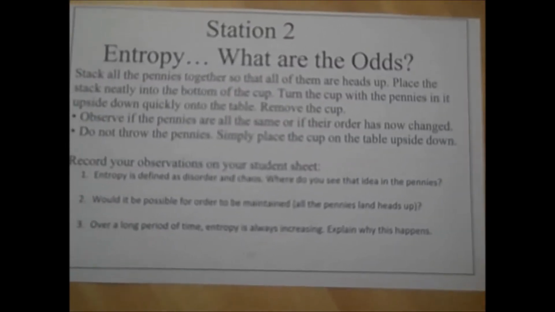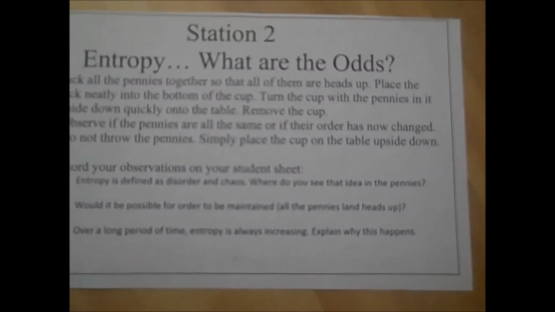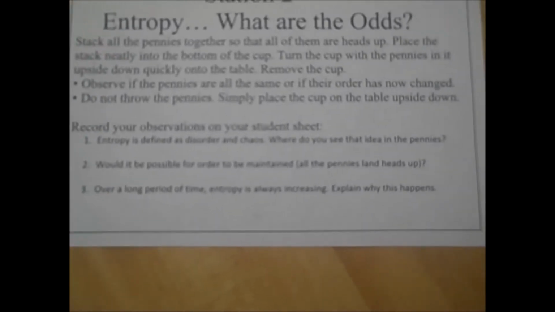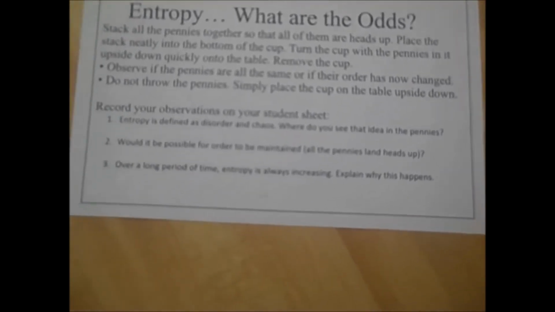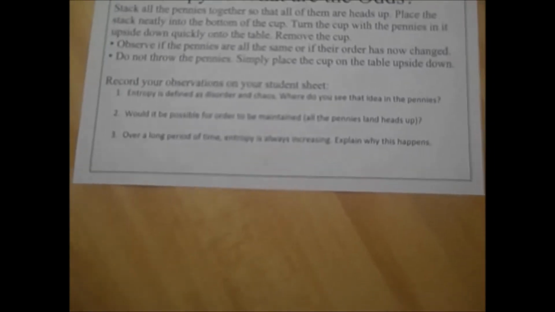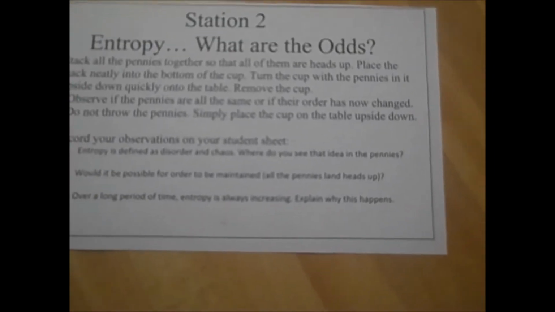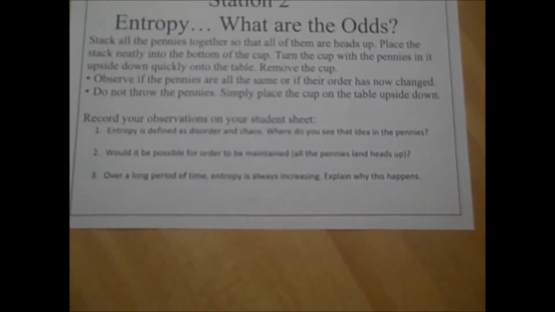Station 2 deals with entropy. Entropy is a complicated system in physics, but it can be modeled very simply. A lot of entropy has to do purely with statistics, with chances. So for our model of how particles are moving and organizing themselves, we're using pennies to represent our particles. We have a stack of 10 pennies.